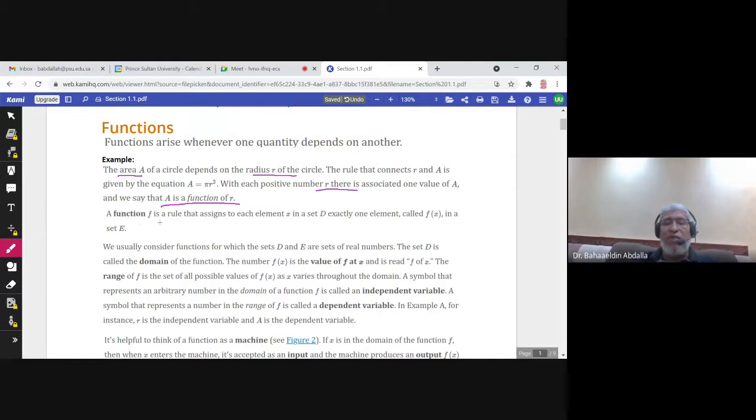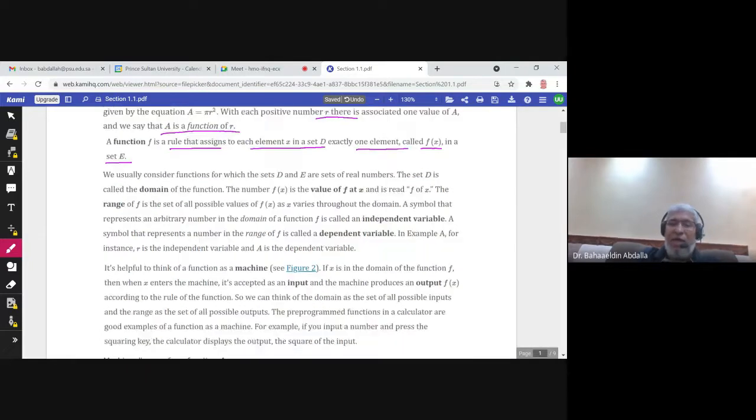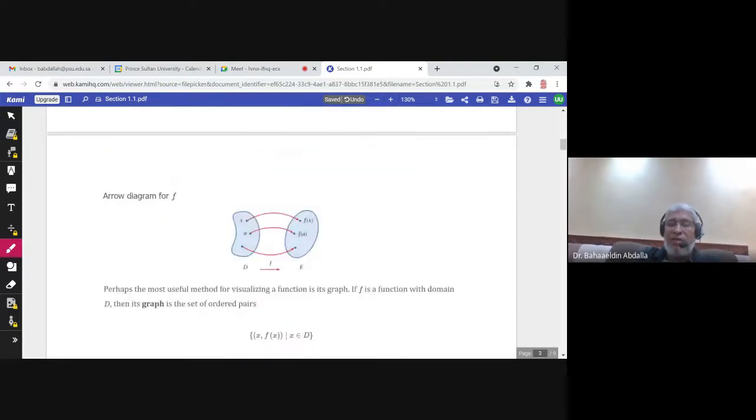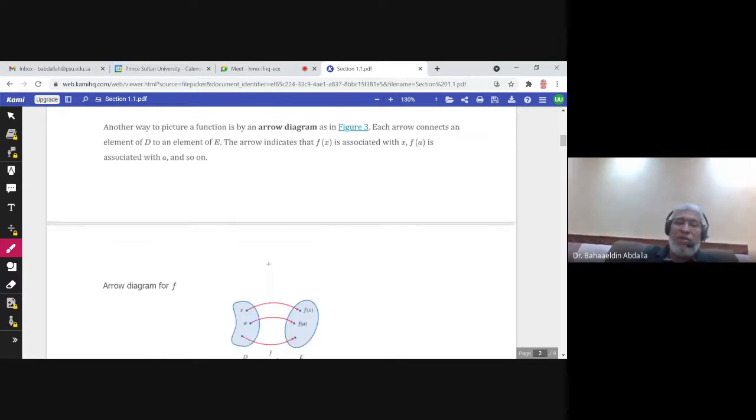A function f is a rule that assigns to each element x in a set D exactly one element called f of x in a set E. So we have two sets D and E, and the function f takes x, which is in D, to f of x, which is in E. So that's the definition of the function.